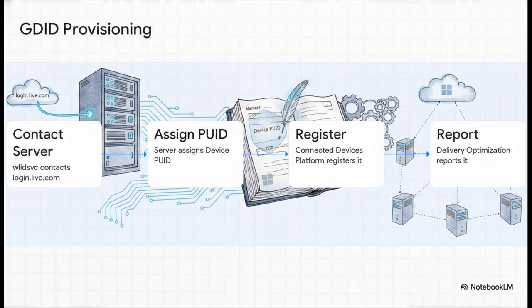From there, the Connected Devices platform reads it and registers it into Microsoft's Device Directory service, which functions kind of like a massive digital registry office. Finally, everyday services like delivery optimization report this value back to Microsoft servers every single time your PC shares or downloads update data. It's totally seamless, and it happens completely automatically.